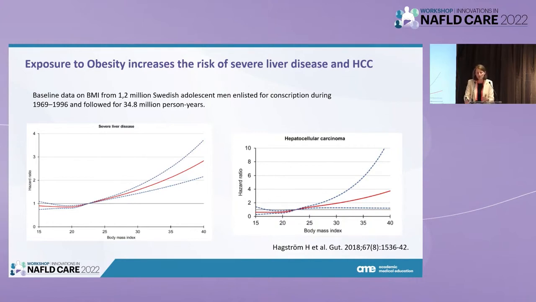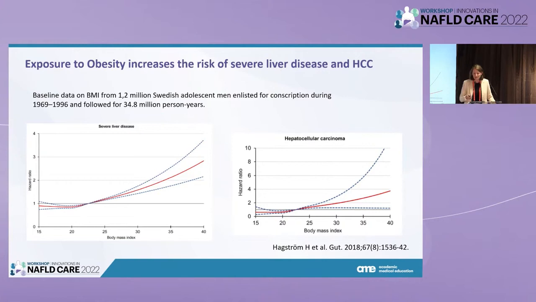And they have been followed up for a very long period of time, leading to 34.8 million person-years. And you can see clearly that the higher the BMI is, the risk of severe liver disease is also increasing. So there's a strong impact of the exposure to obesity even at the late stage of adolescence. And the study also shows that the same impact, increased BMI at late adolescence, predicts the risk of hepatocellular carcinoma.